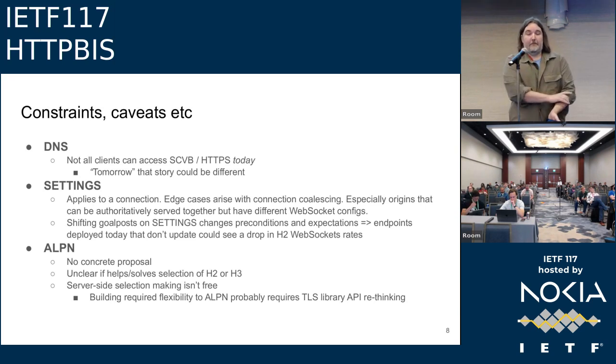I don't know. Again, there's that. And the ALPN option, we didn't have a concrete proposal, like I've already said. It's unclear if it can help with this selection between H2 and H3, right? You can do it with advertising a list of things. I support H1 and H2 and H2 WebSockets, and have the server just use ALPN as it normally would to select the most preferential.